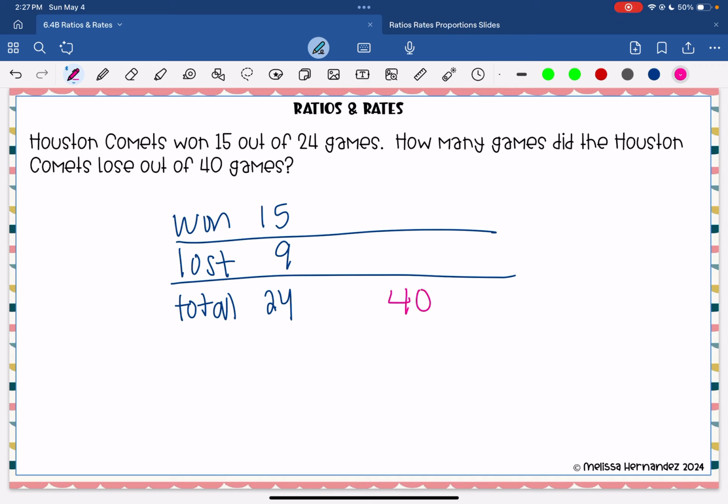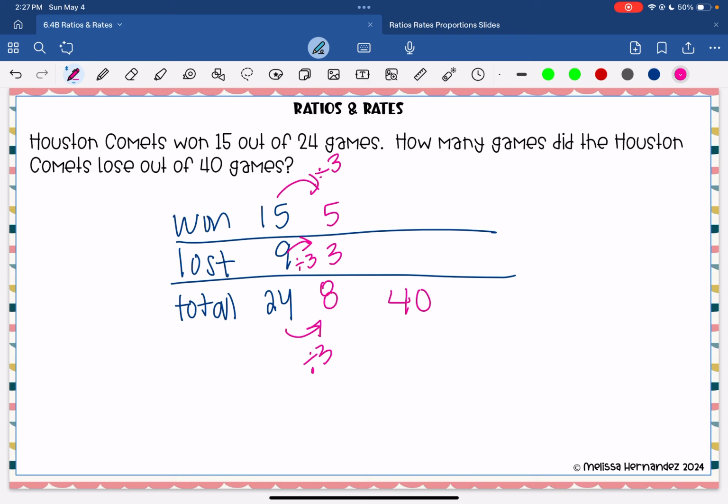And I'm looking at this and going, I don't know a direct relationship from 24 to 40, but I do know that 15, 9, and 24 can all be scaled down by 3. So what that means is I'm going to divide by 3, or scale down by 3. 15 divided by 3 is 5. 9 divided by 3 is 3. And then 24 divided by 3, or multiply by 1/3, will give me 8.